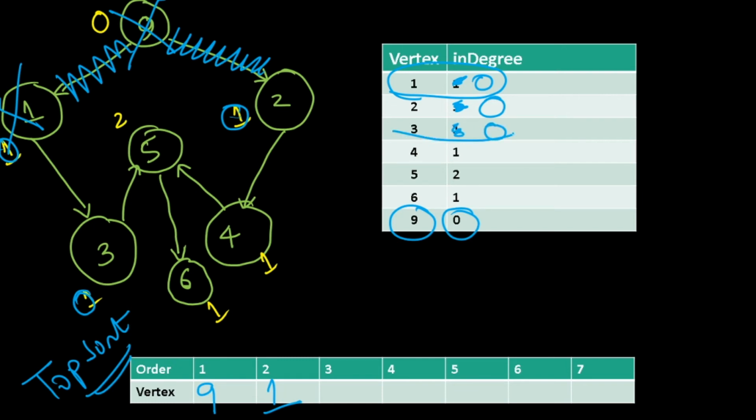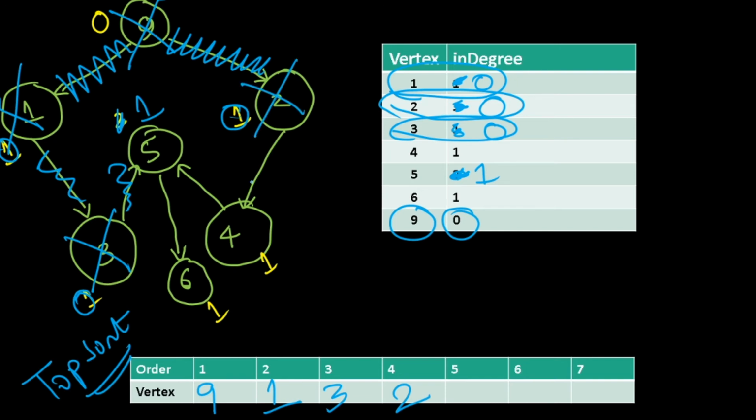Let us process 3. 3 is now in our topological sort. Processing 3 would mean we are eliminating the edge 3, 5. So the in degree of 5 becomes 1. Now we have to select another vertex with in degree 0. There is only one such vertex, vertex number 2. So let's go ahead and pick it. We now eliminate this vertex from our graph. We remove all the edges that flow out of it, and therefore the in degree of 4 becomes 0.